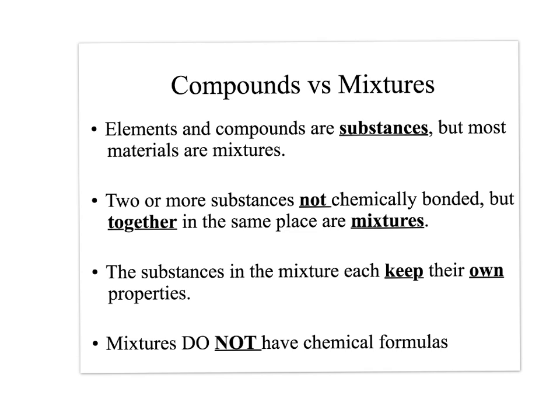Now, you have to keep this right here. Very, very important. Star it on your paper. Mixtures do not have chemical formulas. That's one of the easiest ways for you to determine if something is a mixture or if it's a compound. If it doesn't have a chemical formula, then it's a mixture. If it does have a chemical formula, then it's a compound.